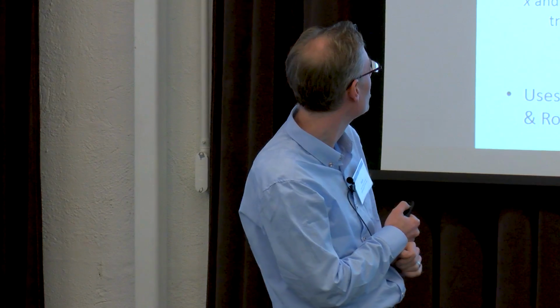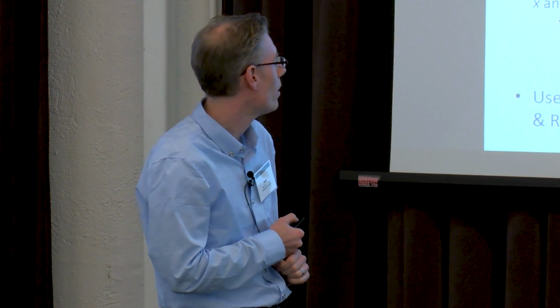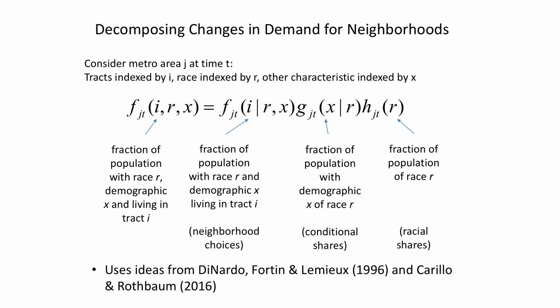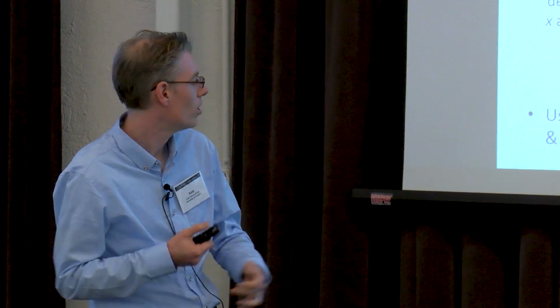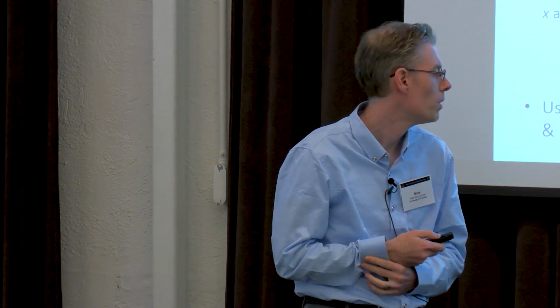So let's think about the fraction of the population of race R and demographic characteristics X, think of it as an education group, living in tract I in metro area J at time t. Okay, so call that F of I R X. We can decompose that into the conditional distribution, that is, the fraction of the population of race R and demographic X that chooses to live in I, conditional on R and X, times the joint distribution of demographics and race in the metro area. Okay? And then the joint distribution we can decompose into a conditional distribution and an unconditional distribution. Okay? Conditional shares and racial shares. And this is basically like DiNardo and Fortin-Lemieux, what they did for wage distributions. We're doing it for allocations of people across neighborhoods.